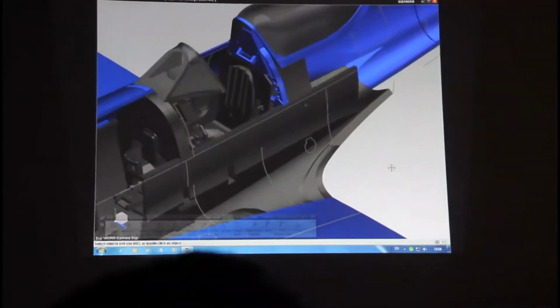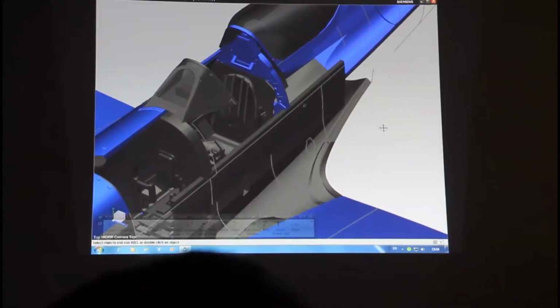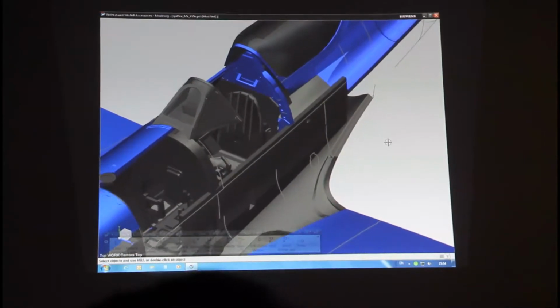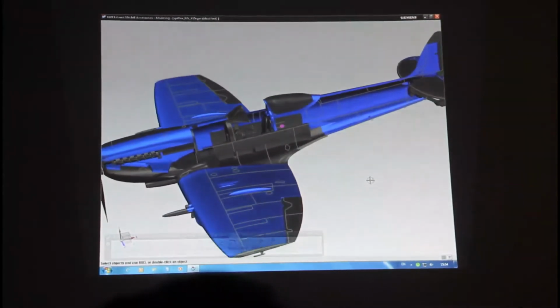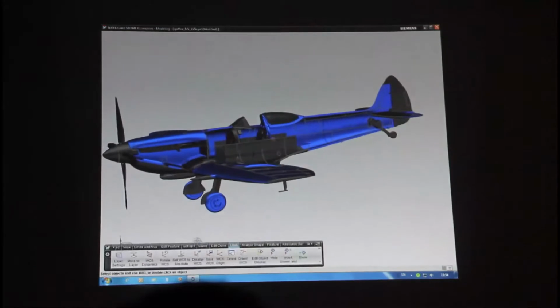The cockpit is the same as in the Mark 9 kit, except for the rear wall behind the seat. Rear one.